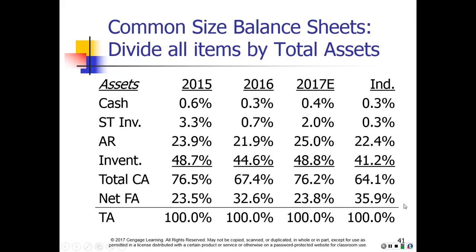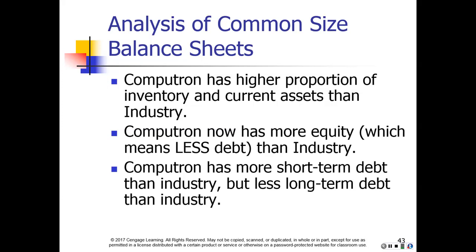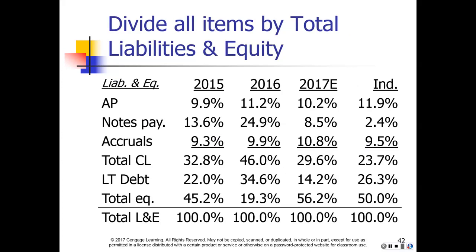All right, let's see what else. Computron now has more equity, which means less debt than the industry. But that was the whole plan, right? The recapitalization plan. When we go back to the liabilities and equity side, we can see that Computron has more equity, 56.2% of total assets, whereas in 2016 it was only 19.3%, which means it had a lot of debt. But now it's going to have less debt because we did this recapitalization plan.